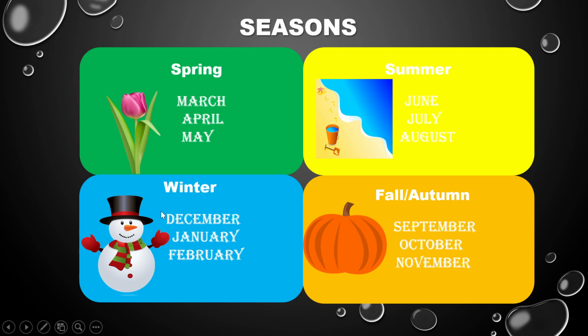Good. What are the months that contain winter? December, January, and February. What do you do in winter? We build snowmen, we drink hot chocolate, and we celebrate Christmas. What are the months that contain fall and autumn? September, October, and November. What do you do in fall or autumn? We go trick-or-treating and wear costumes on Halloween.